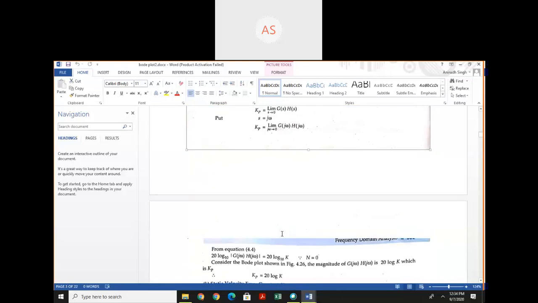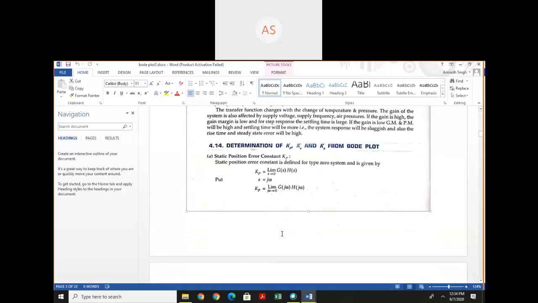Then determination of Kp, Kv and Ka from Bode plot. Kp is the positional error coefficient, Kv is the velocity error coefficient, and Ka is the acceleration error coefficient. In transient response, the steady state error will depend on Kp, Kv and Ka.